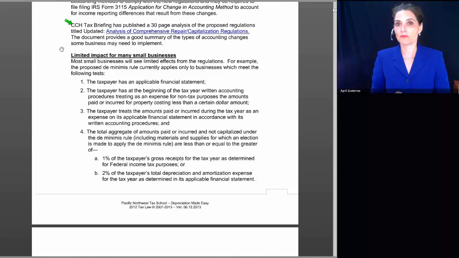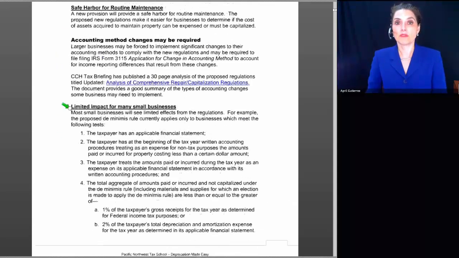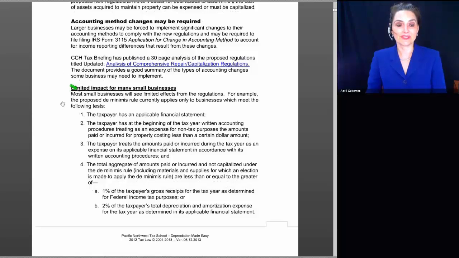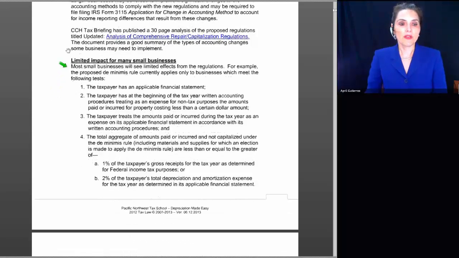And then anytime you want to reference some of the links that I've inserted in the manual, you just need to open the manual and go to the page, and then you can click on this link and it will actually take you to CCH's summary, which is a very nice thing to have found because the IRS bulletin was a lot longer than 30 pages and a lot harder to read. So CCH did a good job. And what that document does is provide a very good summary of the types of accounting changes that some businesses may be required to implement. I'm not going to talk about those. Today's class is on depreciation and not on changes in accounting methods, but if you're curious about them, I would recommend you look at that CCH publication.